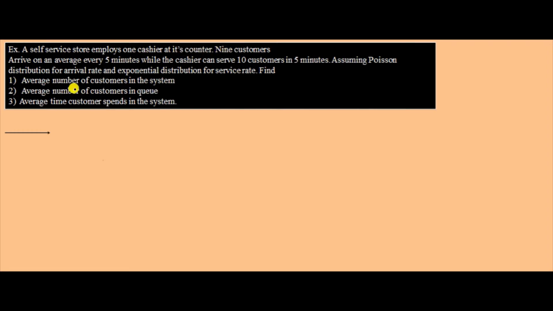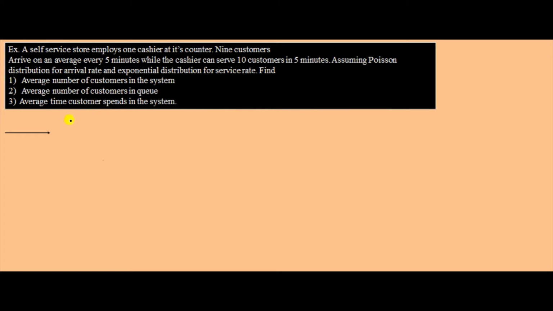Nine customers arrive on an average every 5 minutes. That means for every 5 minutes, nine customers are approaching that store. While the cashier can serve 10 customers in 5 minutes. So this is the service by that cashier. So arrival is 9 customers in 5 minutes and the serving is 10 customers in 5 minutes. Whatever the required data has been given, and the questions are like this.